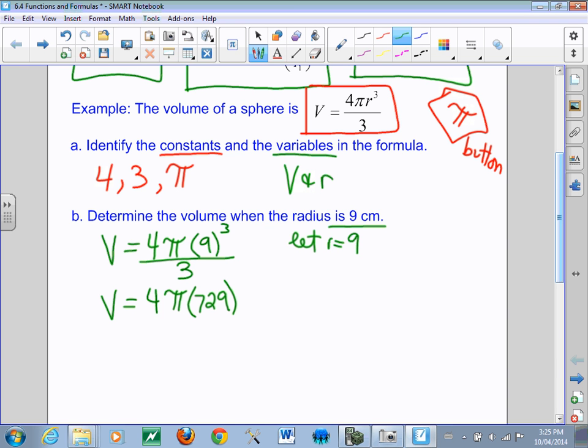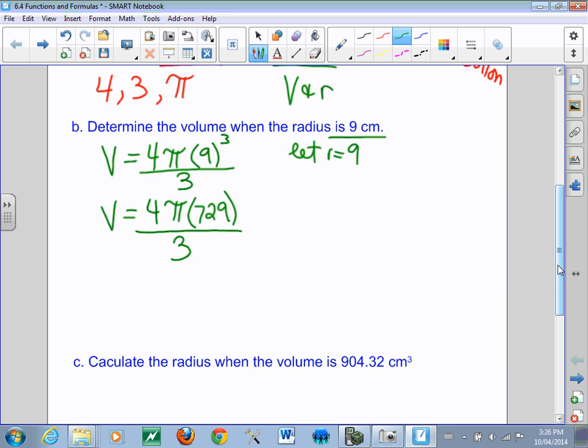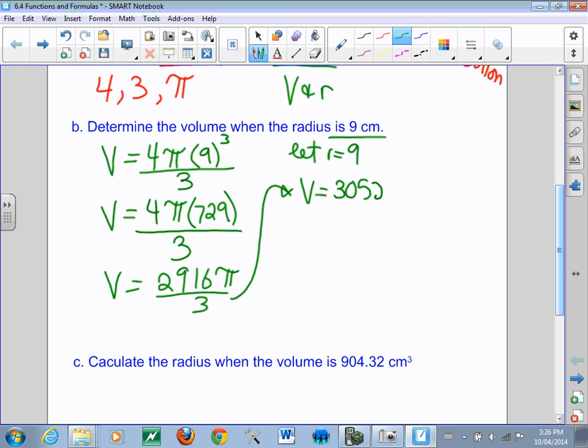Okay, and then we are going to, apologize, I lost my train of thought there, divide by 3, okay? And then you can plug that all in your calculator, or just get your numerator. So if you get your numerator, 4 times pi times 729, if you just do the 4 times 729, you're at 2,916 pi divided by 3. Okay, and plug it in your calculator all together, ladies and gentlemen, and you should get volume equals 3,052.08, and that's rounded, so it's approximately.